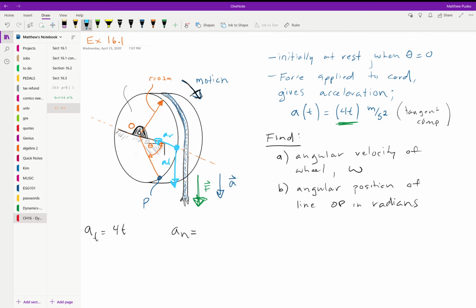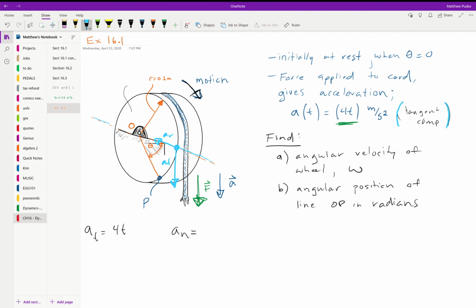To figure out the rotational motion in this problem, we're only going to need to look at the tangential component. Initially it's at rest, and that's when theta is equal to 0 along this line right here. Force is applied to the cord, we know the force, and that's going to cause an acceleration. Start noting that that's the tangential component though.